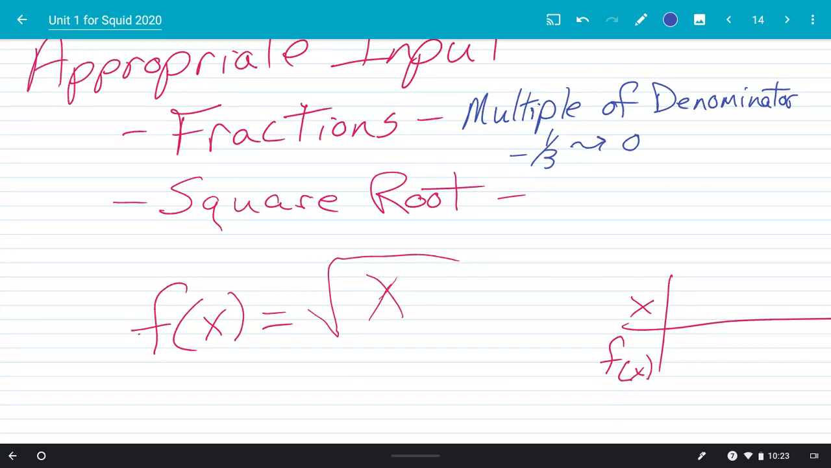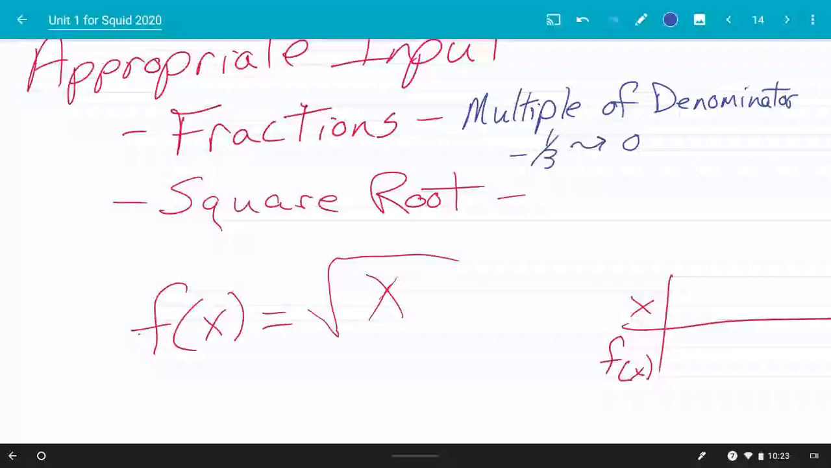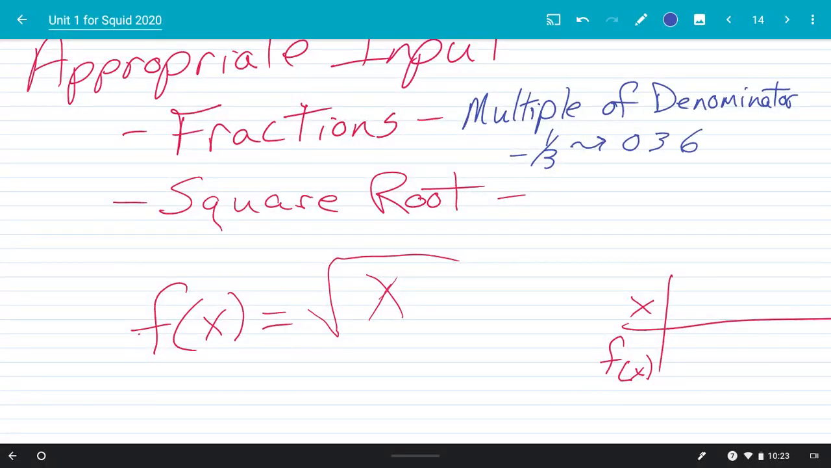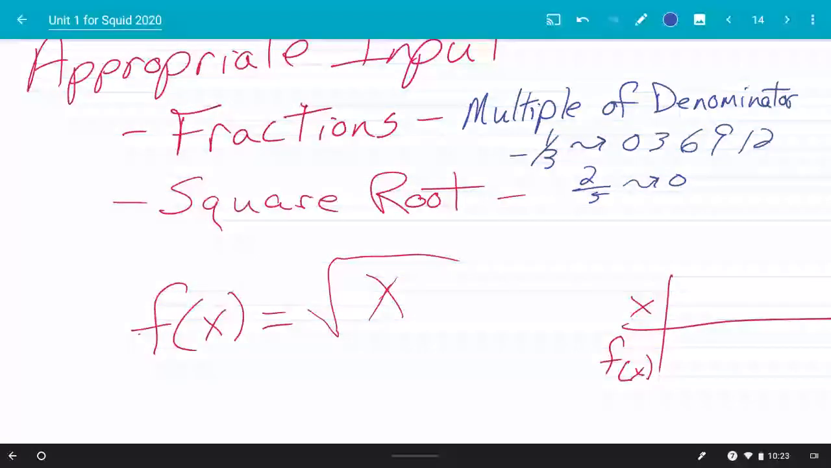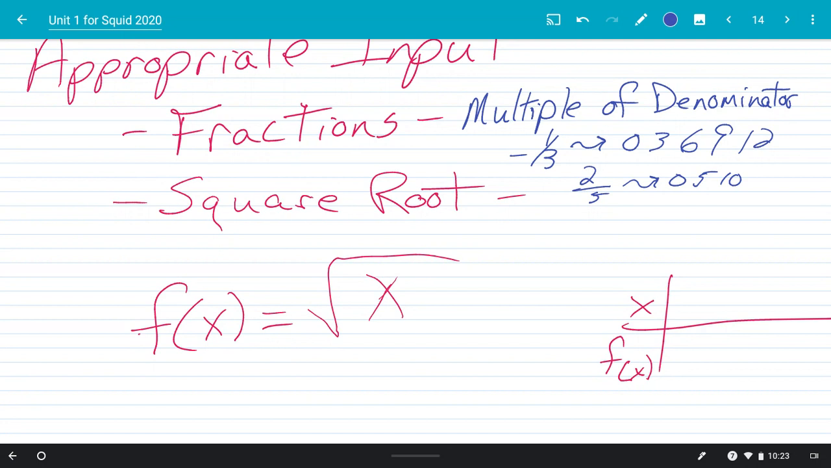I would choose 0, always still. Okay, and then what? 2. 3, 6, 9, 12. Positive or negatives of those. Okay, what if I had the fraction, I don't know, 2/5? What values would I choose? 0, 5, and I can use the negatives of those too, right? That makes sense? Can you handle that?